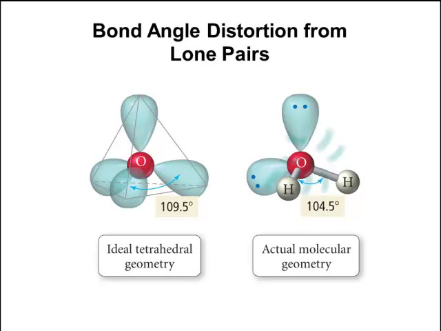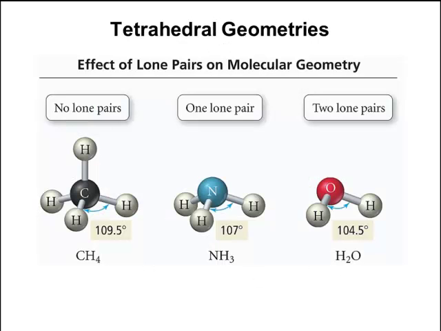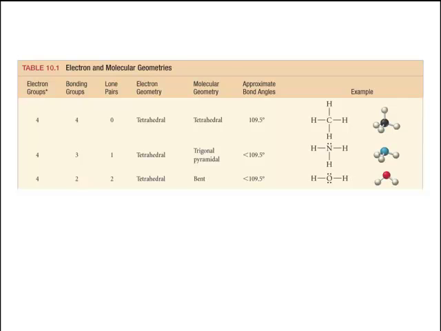the 109.5 degrees. Okay, so just to summarize these tetrahedral electron domain geometries, if I've got no lone pairs, then it's going to be a tetrahedral molecular geometry. If I've got 1 lone pair, it's going to be trigonal pyramidal. If I've got 2 lone pairs, it's going to be bent. If I look at this table, this summarizes it here with those examples.